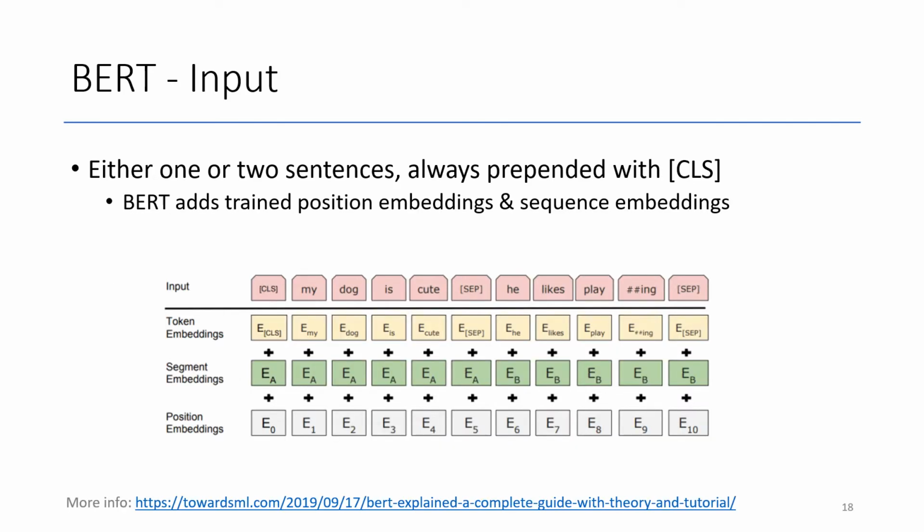Let's take a closer look at the input that gets fed into the BERT model. So we have either one or two sentences. So we can also omit the second sentence if we want. BERT adds positional and segment embeddings on top of the token embeddings. And you can see that the position embedding differs based on position and the segment based on if it's part of the first or second sequence.